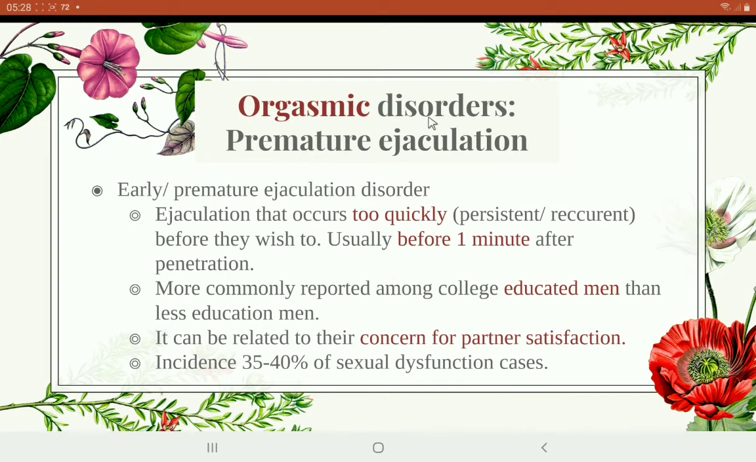Orgasmic disorder that affects males, the first is premature ejaculation. The criteria of early or premature ejaculation disorder is ejaculation that occurs too quickly, persistently or recurrently, before they wish to, usually within 1 minute after penetration. It is more commonly reported among college-educated men than less educated men. It can be related to concern for partner satisfaction. The incidence is 35 to 40% of sexual dysfunction cases.